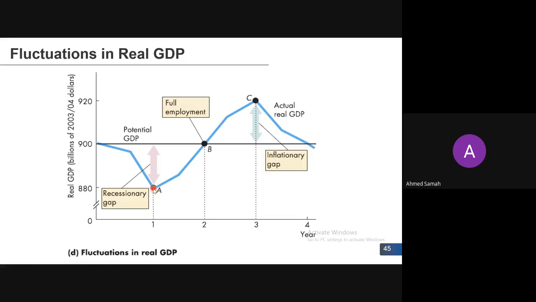So at that point, we are seeing that the actual real GDP is lower than the potential GDP, which creates a recessionary gap. Then after the trough, we are seeing that there is an expansionary period and the real GDP is now growing. Then when the real GDP is equal to the potential GDP, that is the full employment level. Then we have an expansionary period and we have the peak at this particular point C.